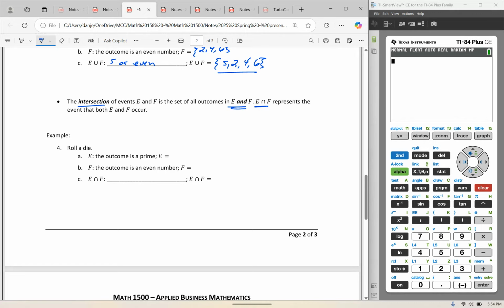Again, I'm going to roll a die. This time, E, the outcome is a prime number. Now this gets a little tricky because 1 is not prime, 2 is. So 2, 3, and 5 are prime numbers. F, the outcome is even. The even numbers are 2, 4, and 6. Now E intersect F, that would be the number is prime and even. The only number that's both prime and even, the only number in both sets, is the 2. So the 2 would be the intersection of those two sets.